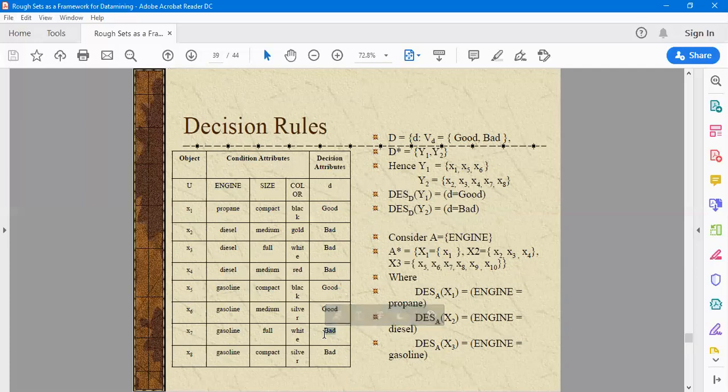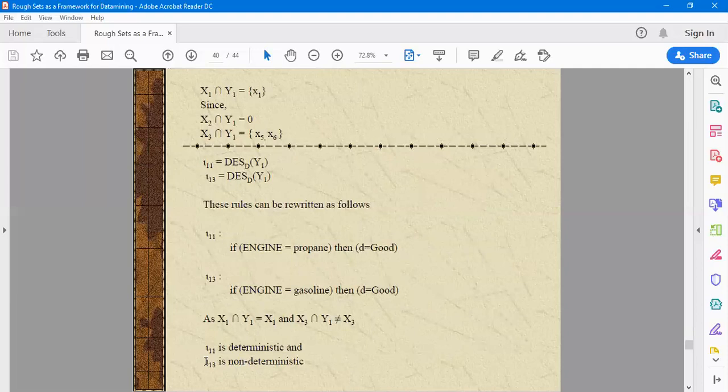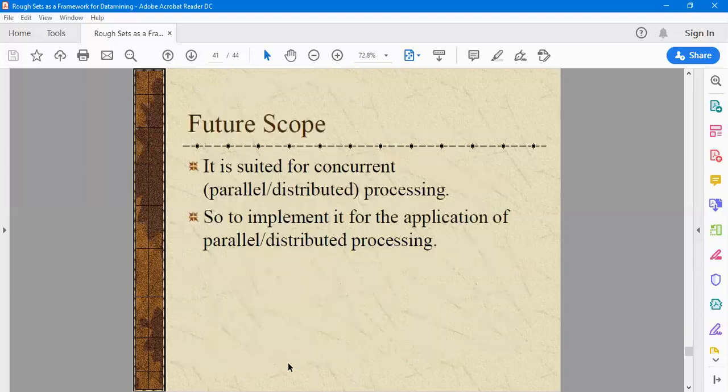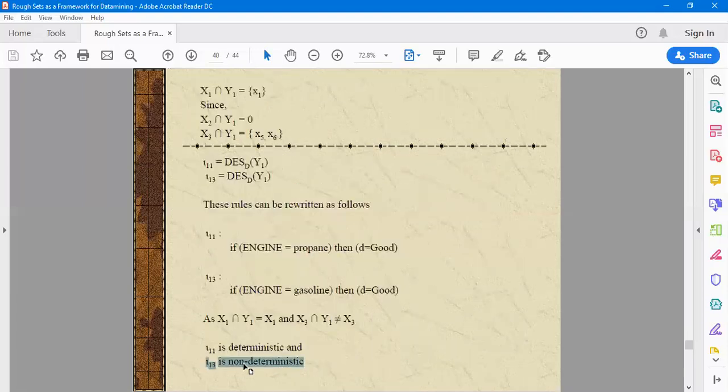So this is a non-deterministic approach. The moment we come to the non-deterministic approach, the rough set classification comes into the picture. So these are the rough classes, right? So we need to work now more on T13 for the later part using rough set theory.